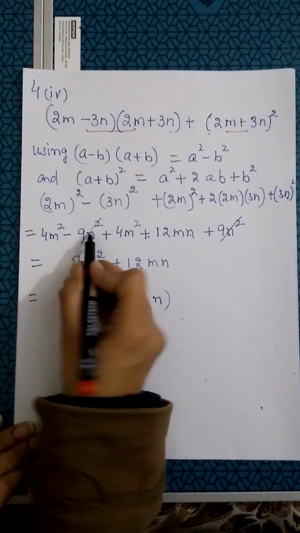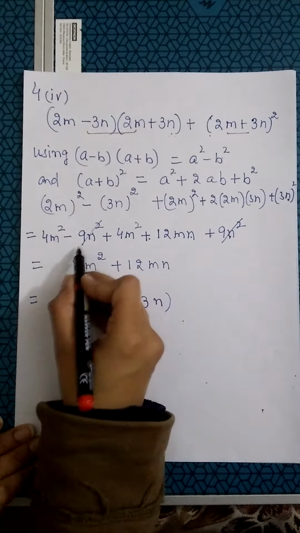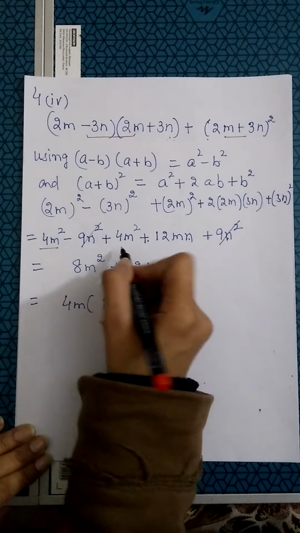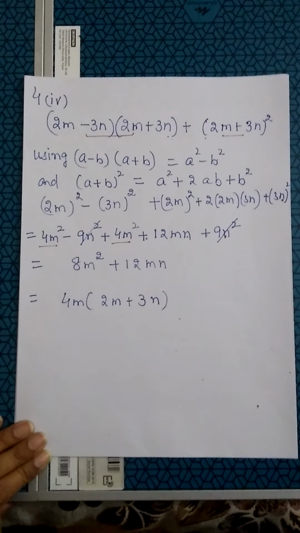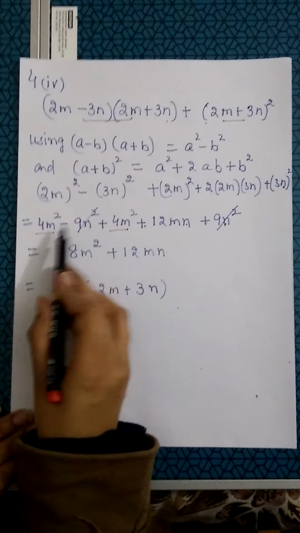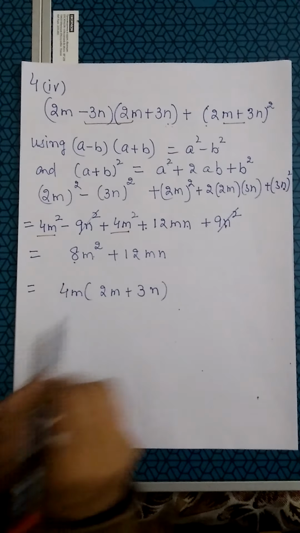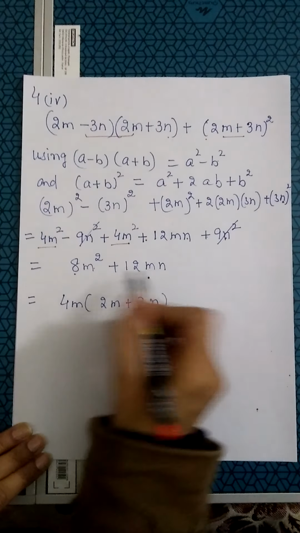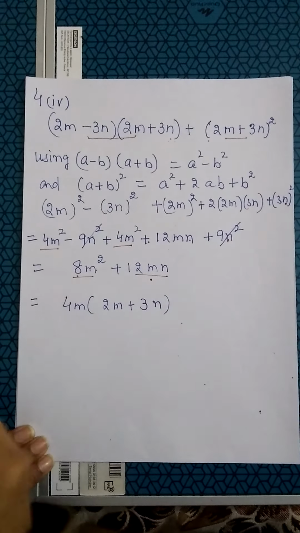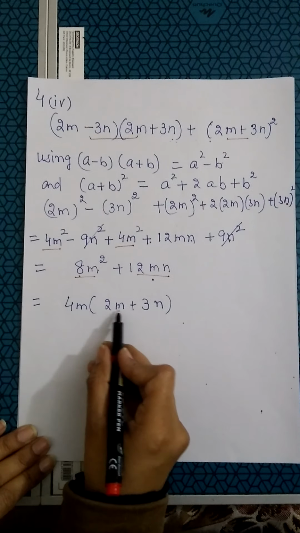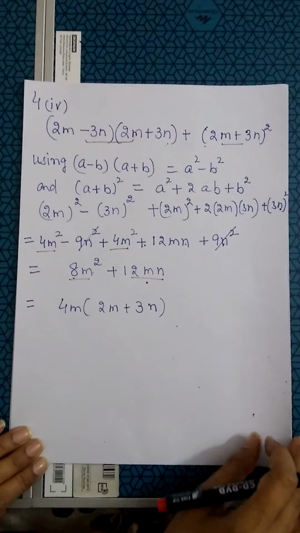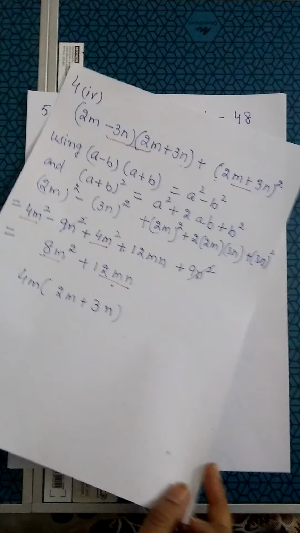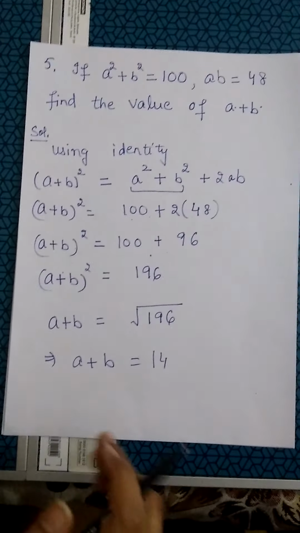Now here minus 9n square and plus 9n square will get cancelled out. 4m square and 4m square are the like terms. This will become 4 plus 4, 8m square, and 12mn. If we need to further simplify, I can take 4m common outside and we will be left with 2m plus 3n inside the bracket. Let us discuss question number 5.